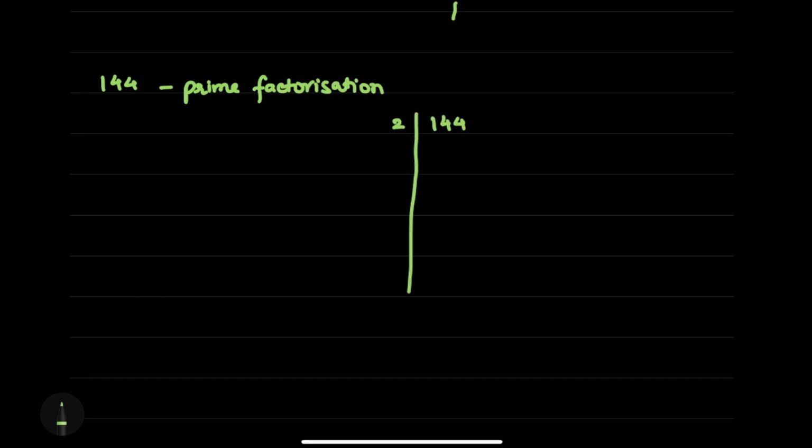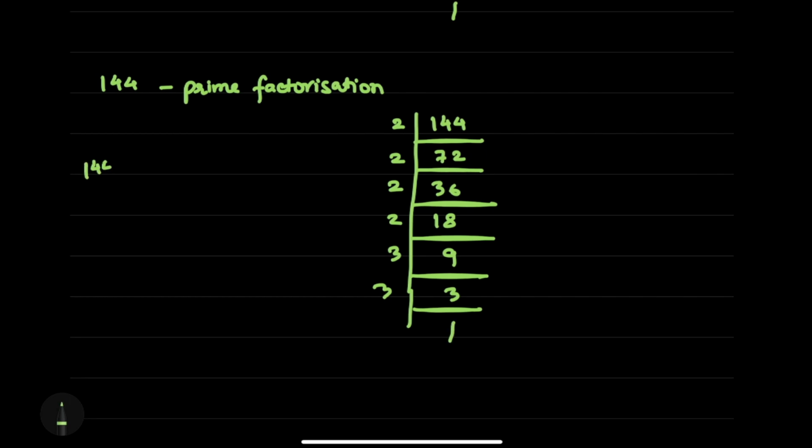Let's take another example of a bigger number, say 144, and we'll do the prime factorization. So 144, we have 2 again, 72, 2 again, 36, 2 again, 18, 2 again, we have 9, get 3, 3, 3, then 1. So 144 can be written in prime factorization form as 2 into 2 into 2 into 2 into 3 into 3. So let's make the pairs: 2 into 2, 2 into 2, and 3 into 3. So we know that this is a perfect square.